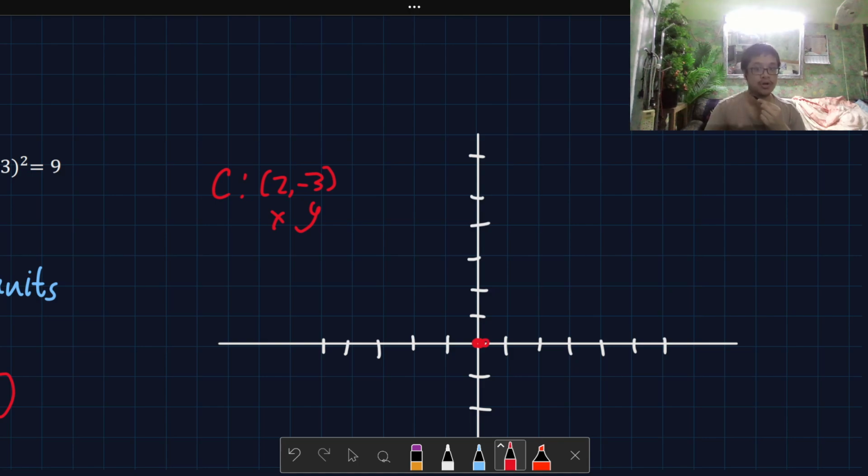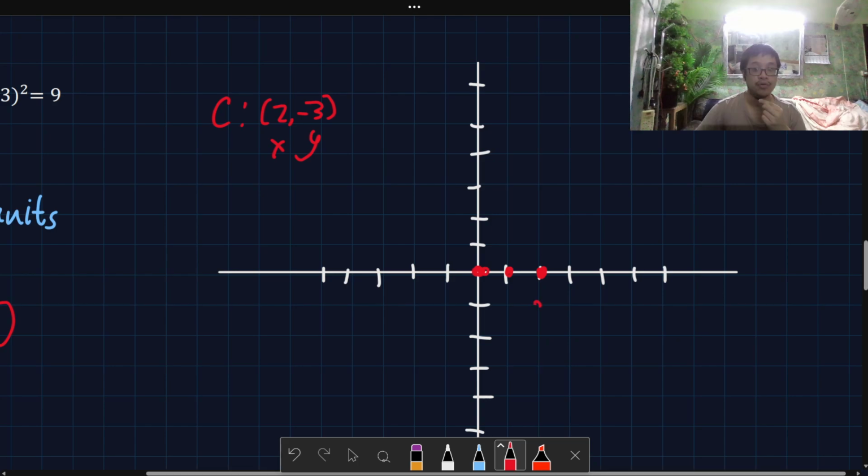Since your x is 2, that means from the origin, you're going to count 2 units to the right. So starting from the origin, 0, 1, 2. Okay, here. Your x is 2. Now, next, your y is negative 3. So that means that you're going to move 3 units downward. Why is it downward? Because it's negative. Otherwise, you're going to move it up. So, 0, 1, 2, 3.